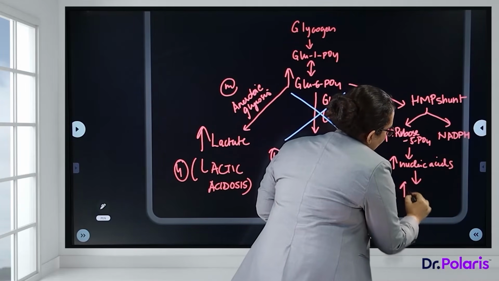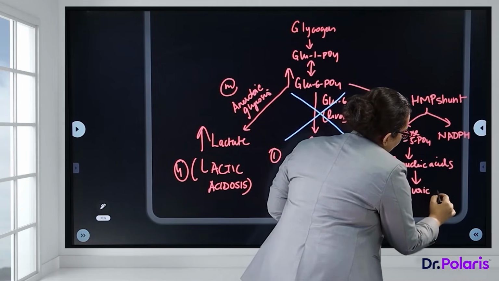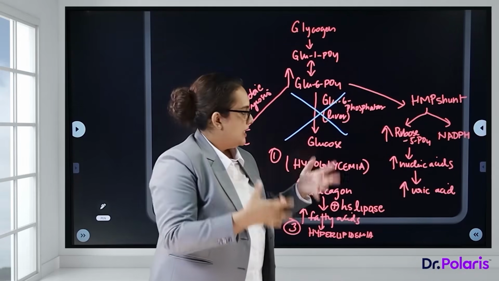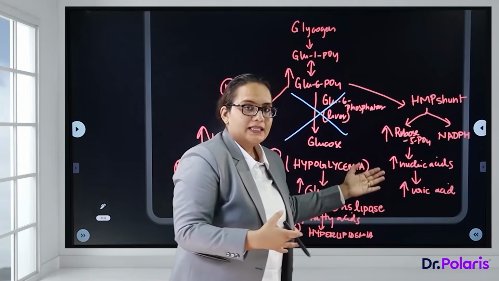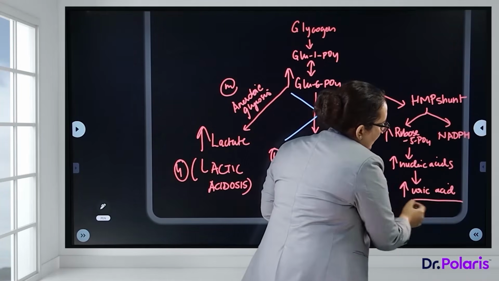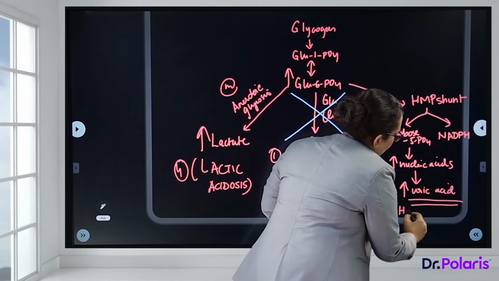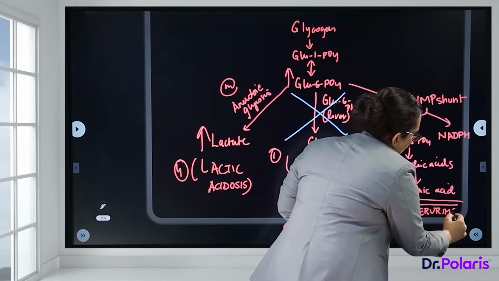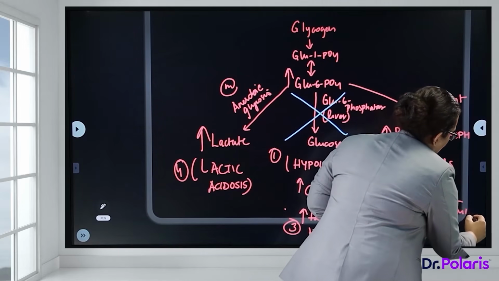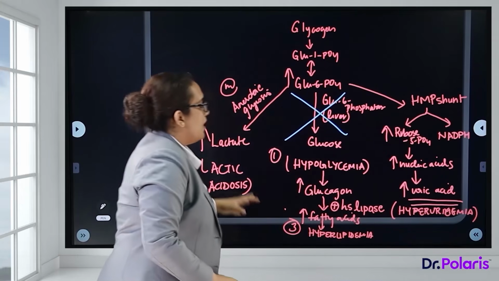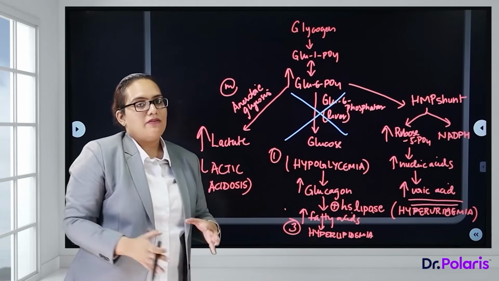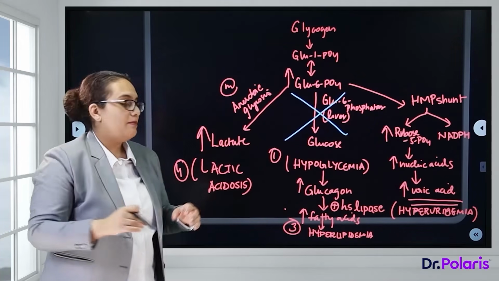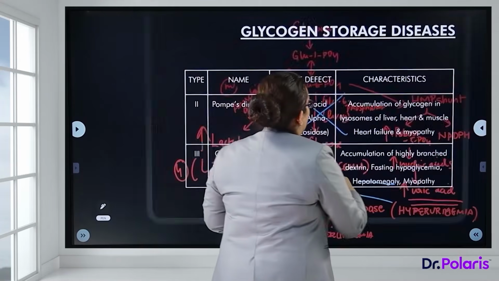But there will be larger than normal production of uric acid in von Gierke's because of the accumulation of glucose 6-phosphate, which gets converted to ribose and then nucleic acids and then uric acid. So you have increased uric acid formation leading to hyperuricemia. So this is how you can explain all the clinical manifestations of von Gierke's disease, and hopefully you'll never have to learn by heart the symptoms or the clinical manifestations of the disease.